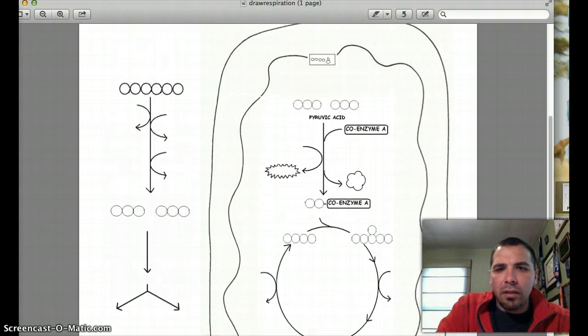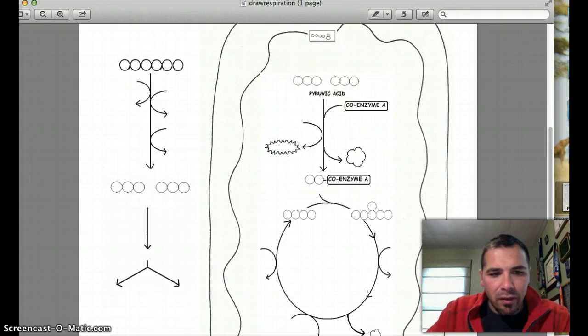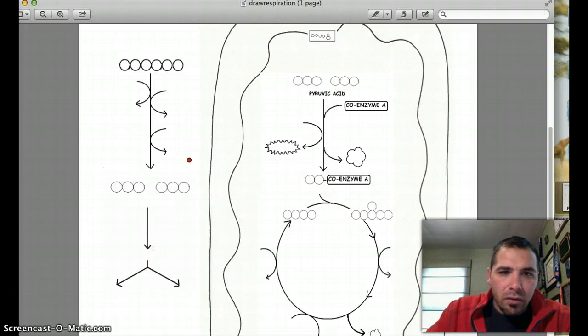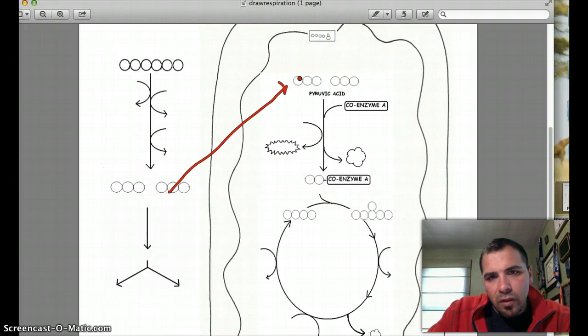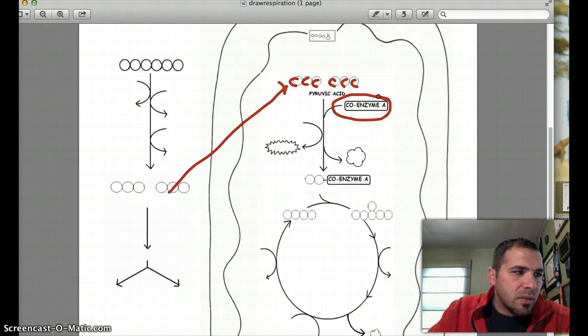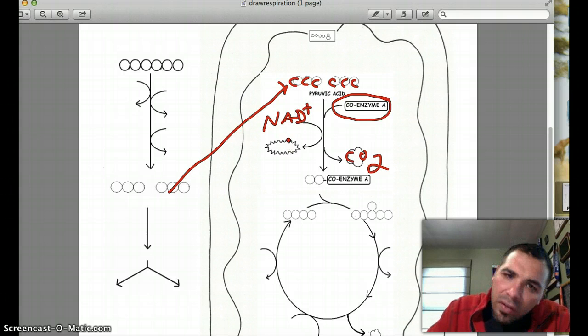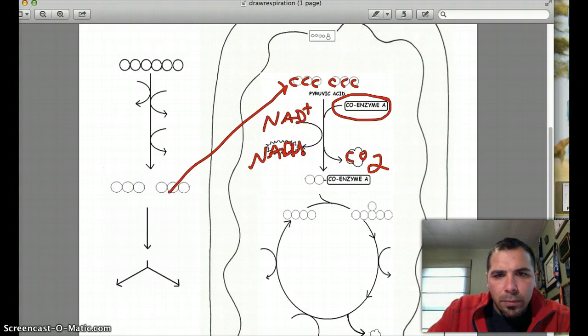However, let's go back to if there's oxygen present. Let me go back to this mess that I've made. So we have oxygen, and here's our pyruvic acid with its carbons. Coenzyme A is an enzyme, and it's important. What the coenzyme A does, it comes in to the pyruvic acid and helps with the production of CO2. We've got our NAD plus, which becomes NADH. But what we're left with now is two carbons and coenzyme A.